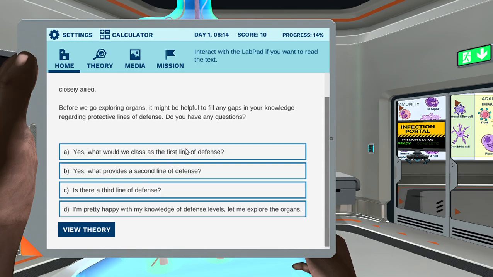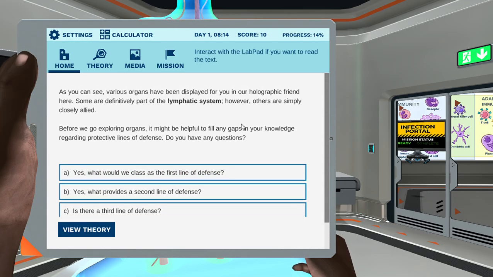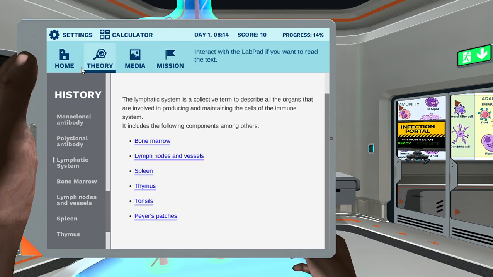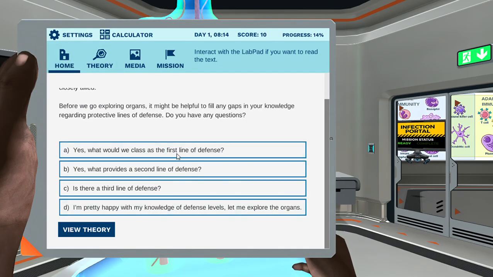As you can see, various organs have been displayed for you in our holographic friend here. Some are definitively part of the lymphatic system. However, others are simply closely allied. Before we go exploring organs, it might be helpful to fill any gaps in your knowledge.